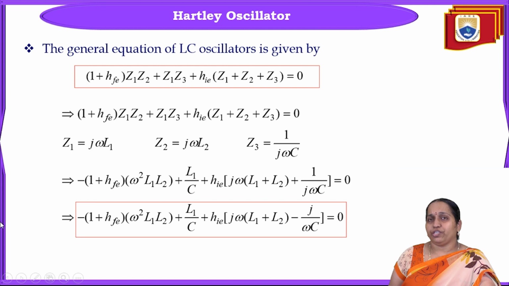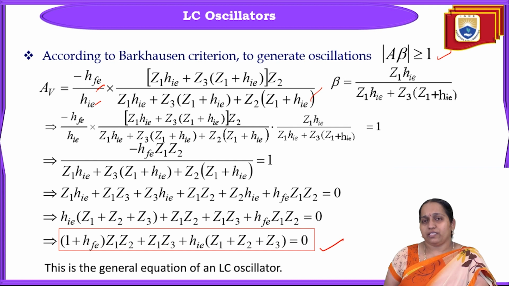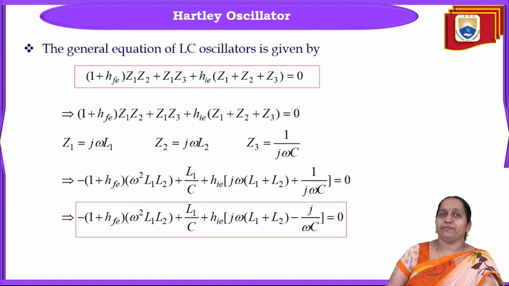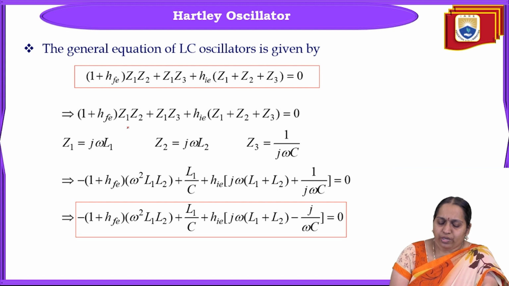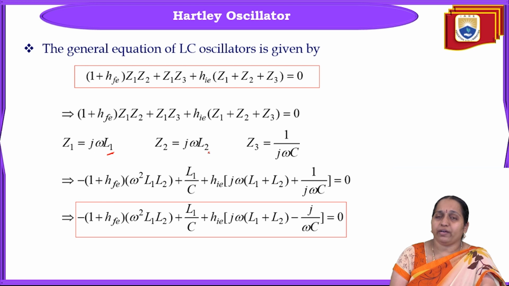Now from the general equation we have seen: 1 plus HFE into Z1, Z2 plus Z1, Z3 plus HIE into Z1 plus Z2 plus Z3 equal to 0. I've just rewritten this general equation here. Now I'm using L1 as Z1. When you're using inductance, how do you write its impedance? Z1 equal to J omega L1. Similarly, Z2 equal to J omega L2. And if it is capacitance, we write Z equal to 1 by J omega C. So here Z3 equal to 1 by J omega C.